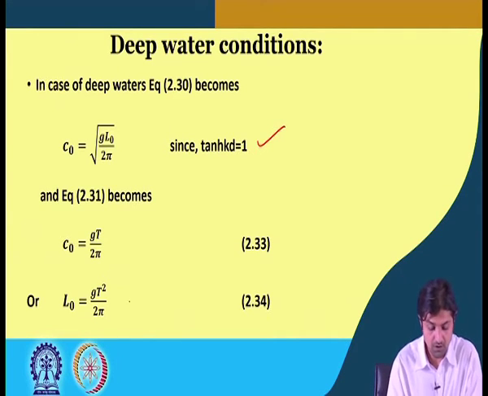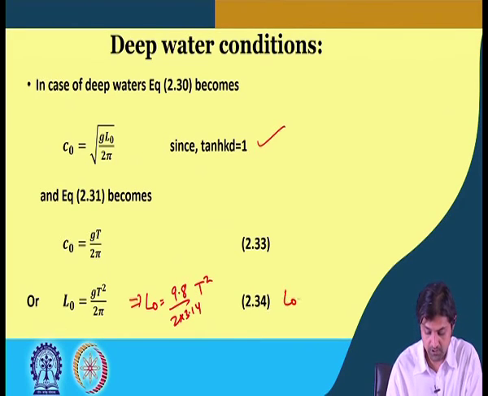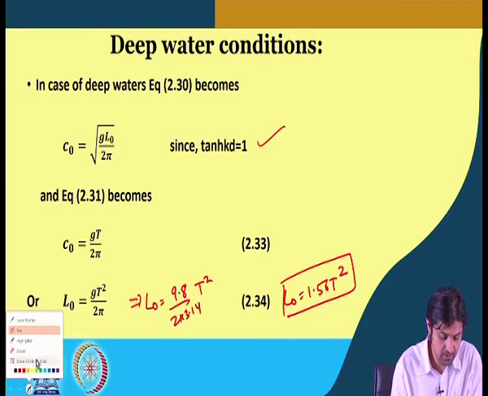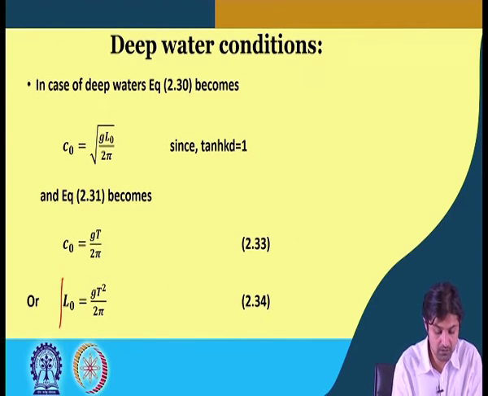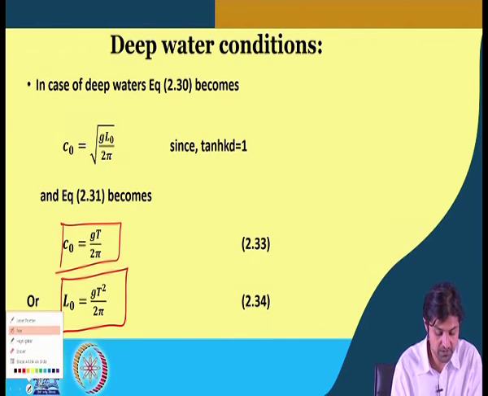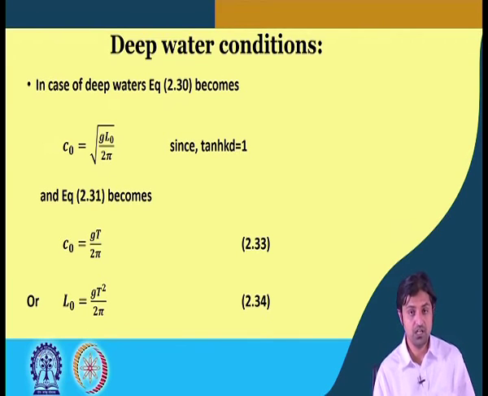L naught is G by 2 pi, which is 9.8 divided by 2 into 3.14, into T square, so L naught can be written as 1.56 T square. So in deep water, if we know the time period of the wave, the wavelength can be simply derived as 1.56 times T square. A very important result. Also the wave speed C naught is G T by 2 pi, which is 1.56 into T. You see how we have applied the findings to the case of deep water.